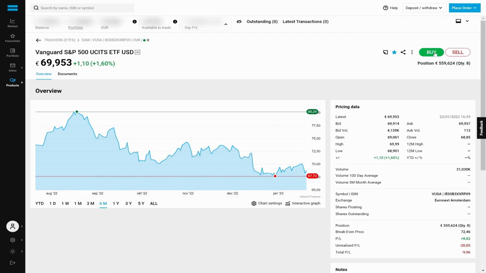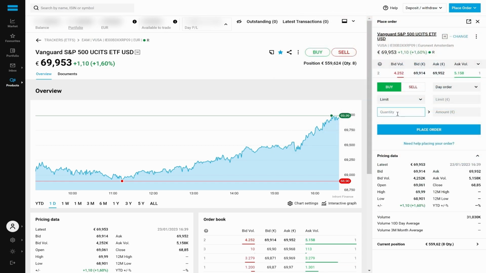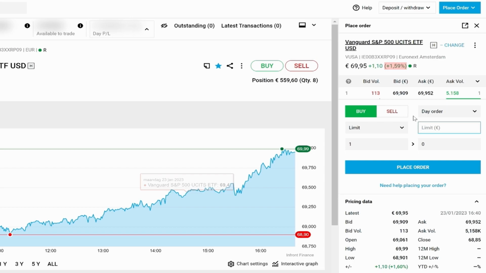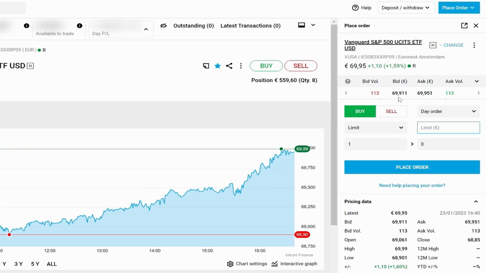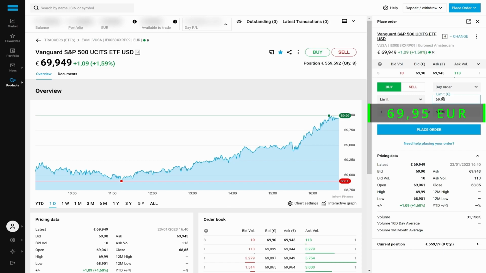So what we're going to do is press the buy button, and then we're going to be entering the quantity right here and then the amount of money that we're willing to pay for it. As you can see currently the bid price is changing up and down a little bit. We want to make sure that it directly gets pushed through the system, so I'm going to put it as 69.95, but you can of course just do it at the minimal price.